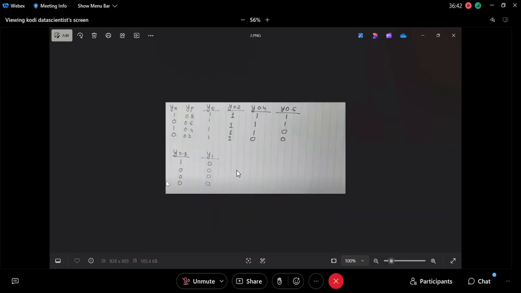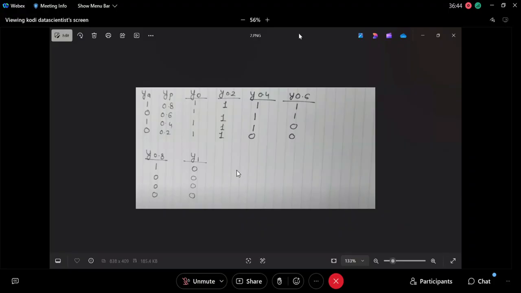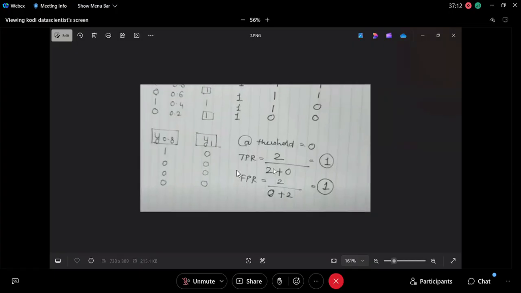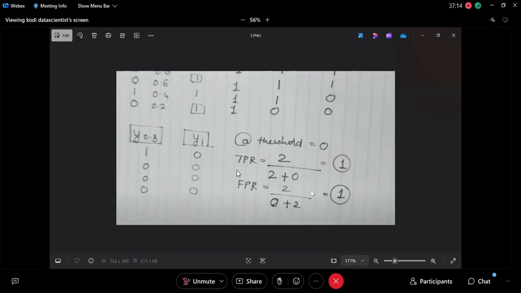Now, if I follow this, at threshold 0, TP by TP plus FN, what is actual? 1 and 1, true positive, guys. 1 and 1, true positive. What is TP? 2 divided by TP plus FN, 2 plus 0. There is no false negative, so 2 by 2 equals 1. So finally, at threshold 0, do you see TPR equals 1?